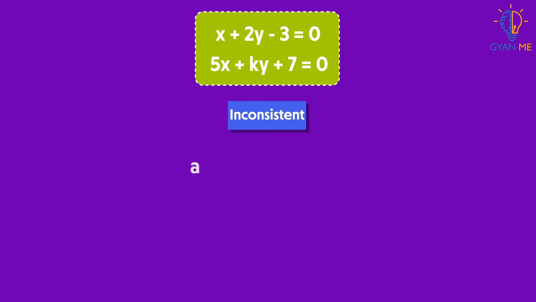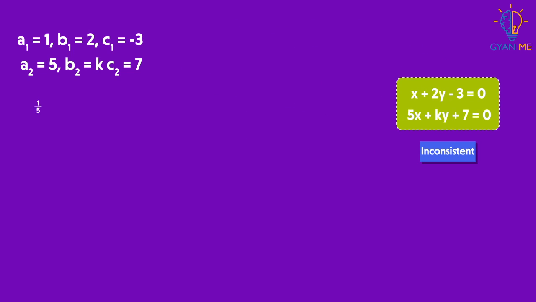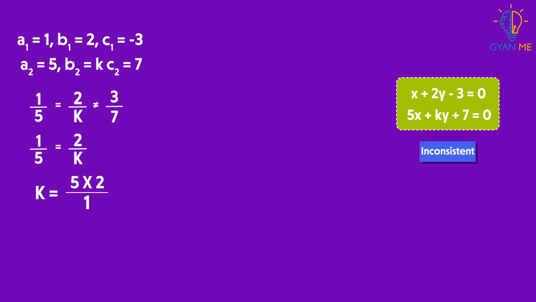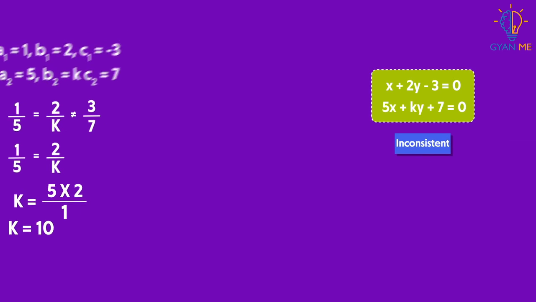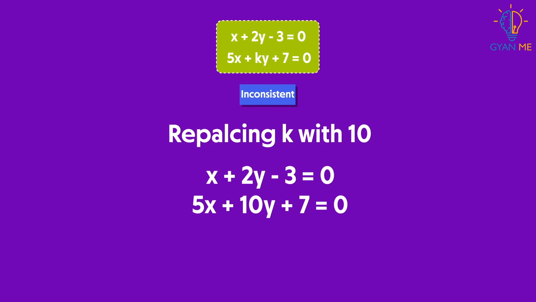Here a1 is equal to 1, b1 is equal to 2, c1 is equal to minus 3 and a2 is equal to 5, b2 is equal to k, and c2 is equal to 7. Now, taking ratios and putting them in our relation, we get 1 upon 5 is equal to 2 upon k is not equal to minus 3 upon 7. Therefore, we can say that 1 upon 5 is equal to 2 upon k. That is, k is equal to 10. Hence, if we replace k with 10 in the equations, the pair will become inconsistent.